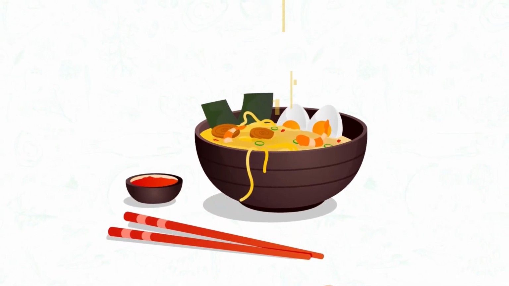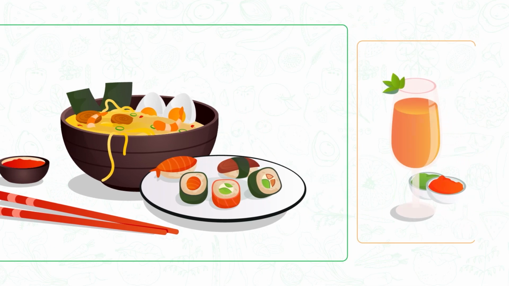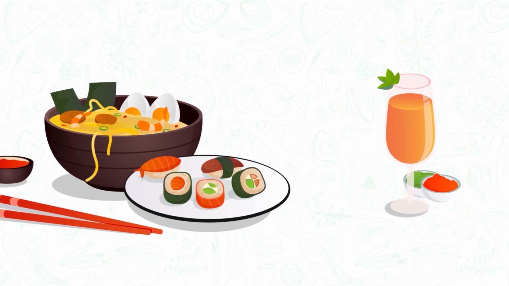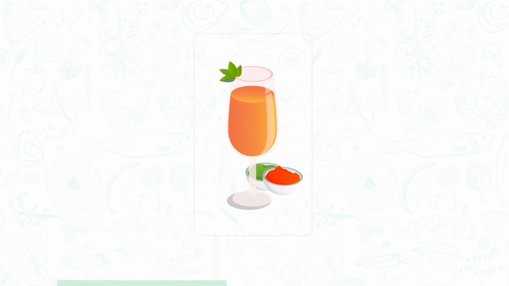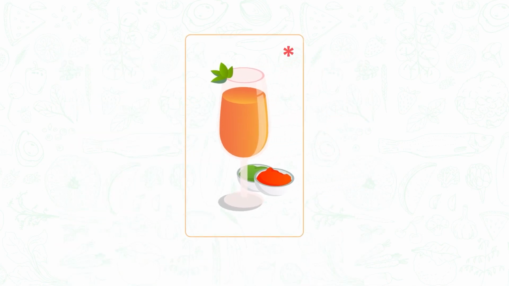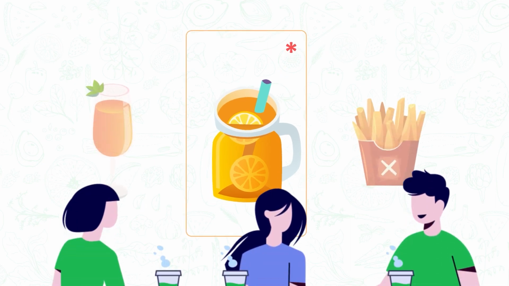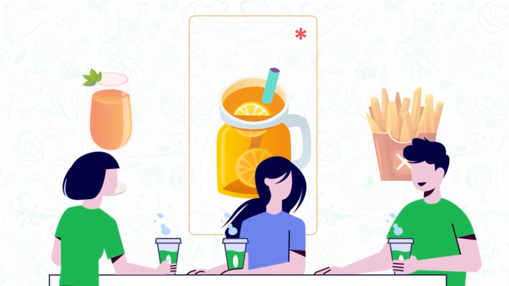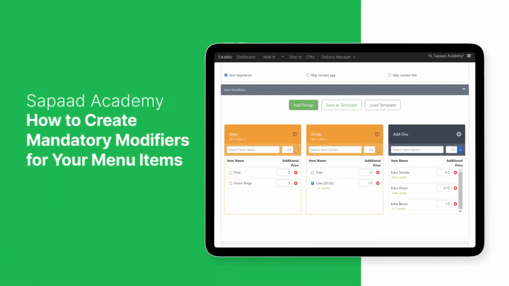When offering a particular menu item, such as combo meals, in your menu, implementing mandatory modifiers like sides ensures that customers receive a well-rounded meal every time. By setting this requirement, you provide a consistent dining experience while still accommodating individual preferences through their choice of side options. In this video, we'll show you how to create mandatory modifiers for your menu items.